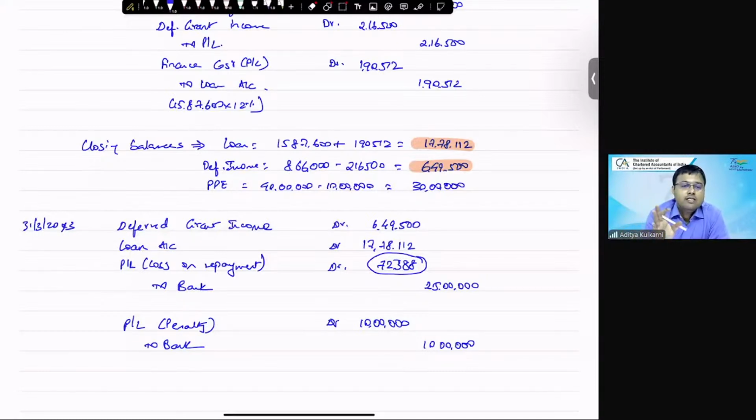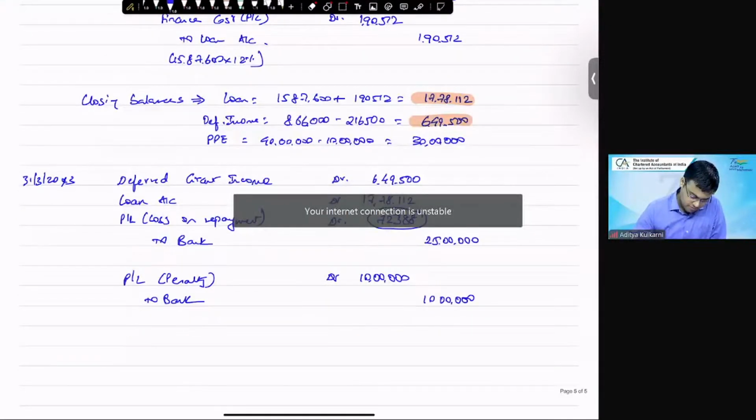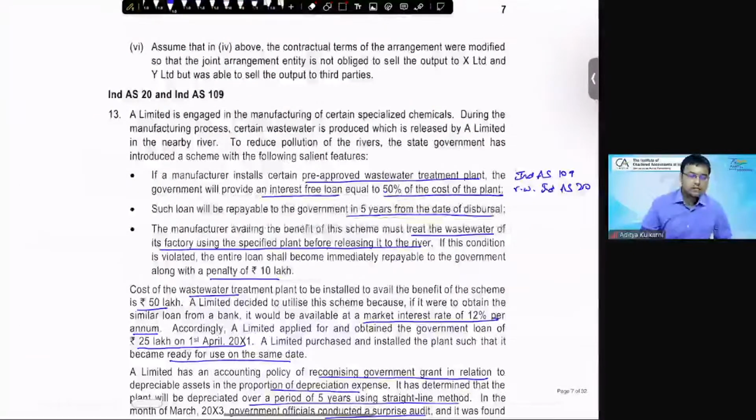You will need to check whether the asset needs to be tested for impairment or not, because now the value of the asset is there which you are not using and for which you have already paid. You have already paid the loan that was there, the grant that you had. So very, very important question, this one. Now you will be in a position to understand the entire standard. Okay.